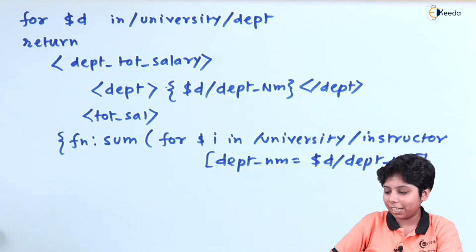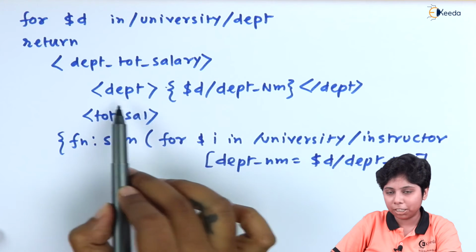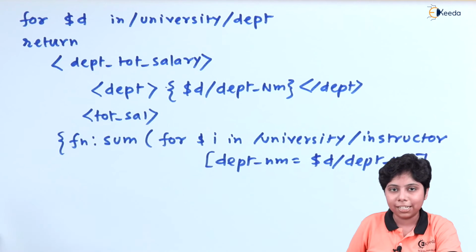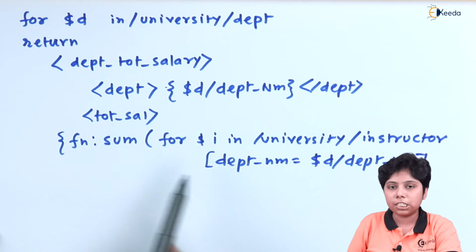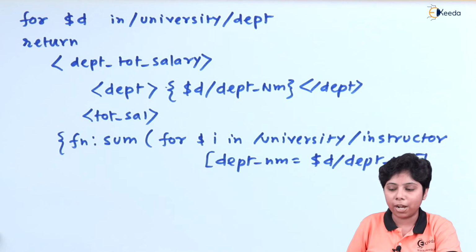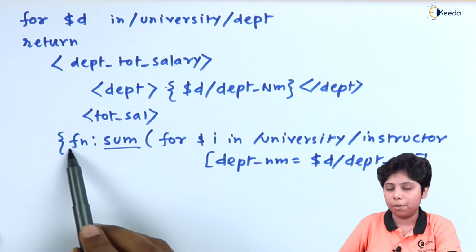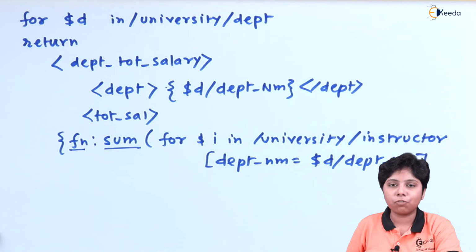See, first I am selecting the department name from the department using the department tag, and now inside the total salary tag we are calculating the summation of salary department wise using the function sum. The keyword fn suggests function. We will go for the function and types later in this video.